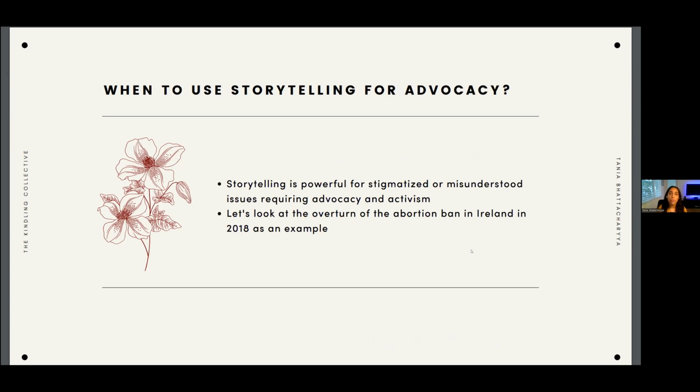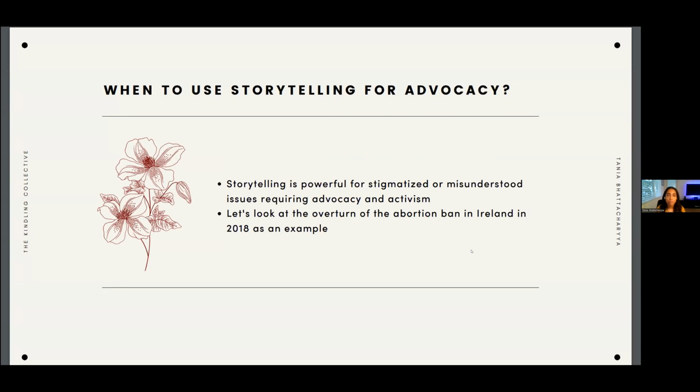And in cases when we're working on misunderstood issues, and I think if we work on issues pertaining to families, to youth, and to children, storytelling and communication just has to become part of our mission, because it helps change hearts and minds to get people into a place where they're really willing to listen and then willing to help. And so the abortion ban in Ireland was overturned in 2018, and people came out in full force in overwhelming numbers to vote.